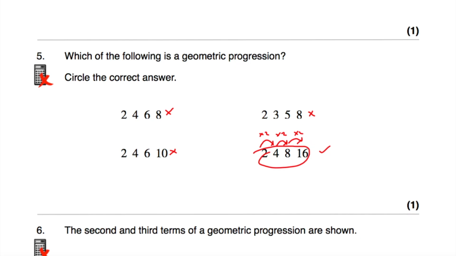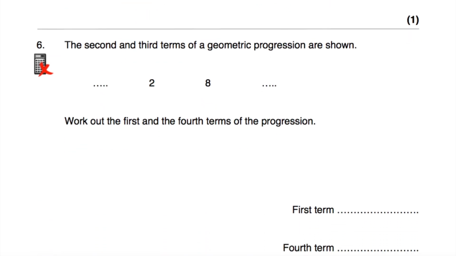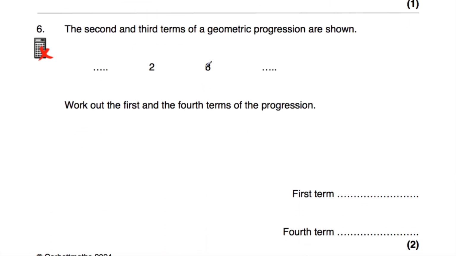Okay, let's look at our next question, question number 6. Okay, so question number 6, we've got the second term and the third term of a geometric progression as shown below. So we've got this geometric progression and we've got the second term and the third term. And we've been asked to work out the first term and the fourth term. So we want to find this term and this term. So let's find out what we're multiplying by each time.